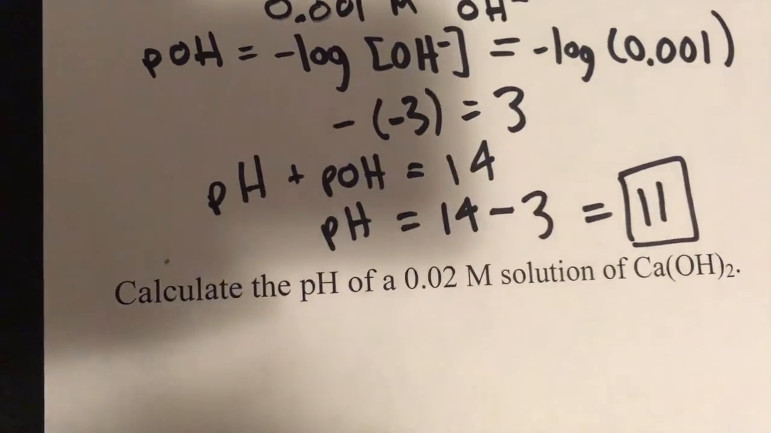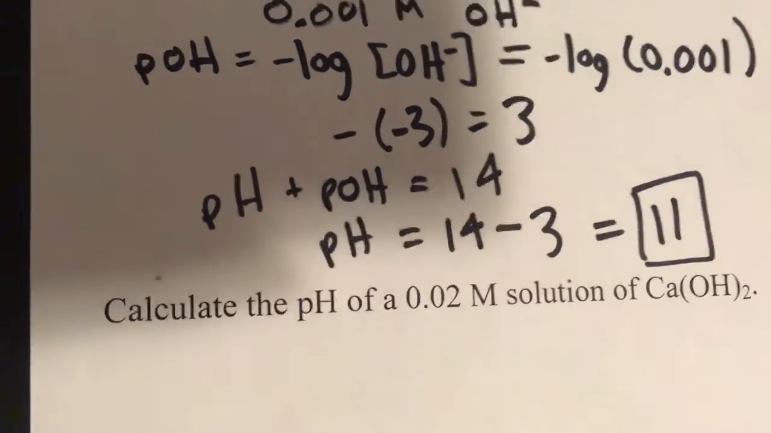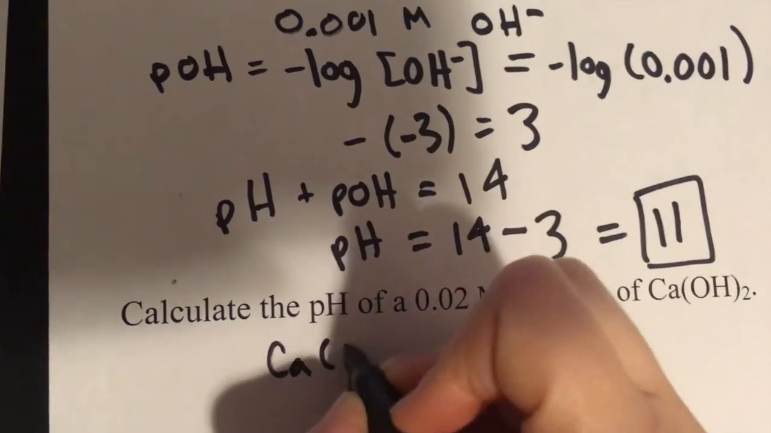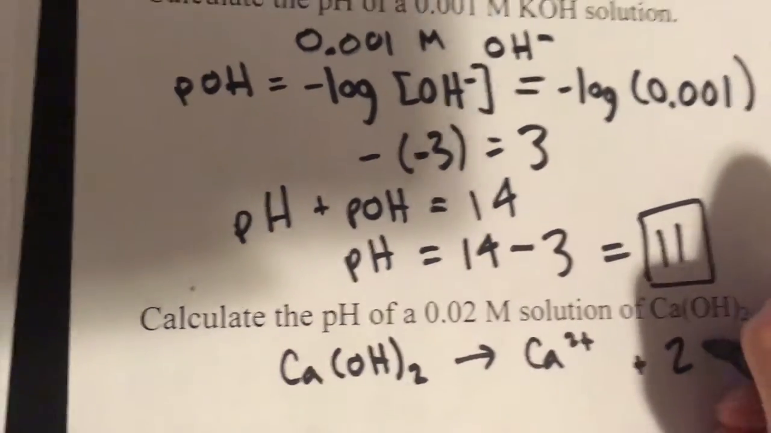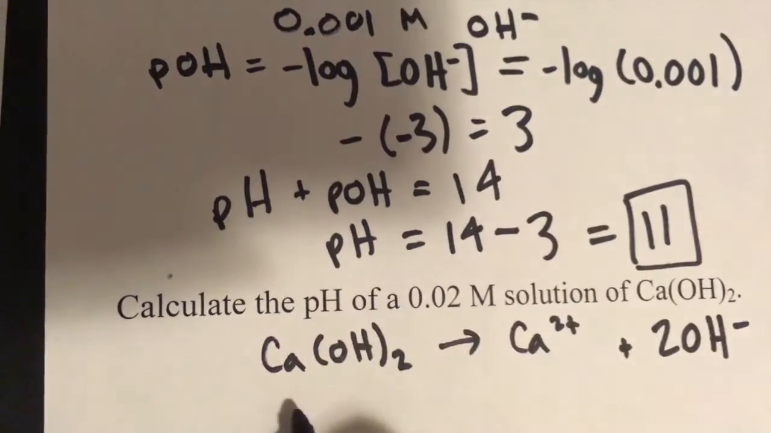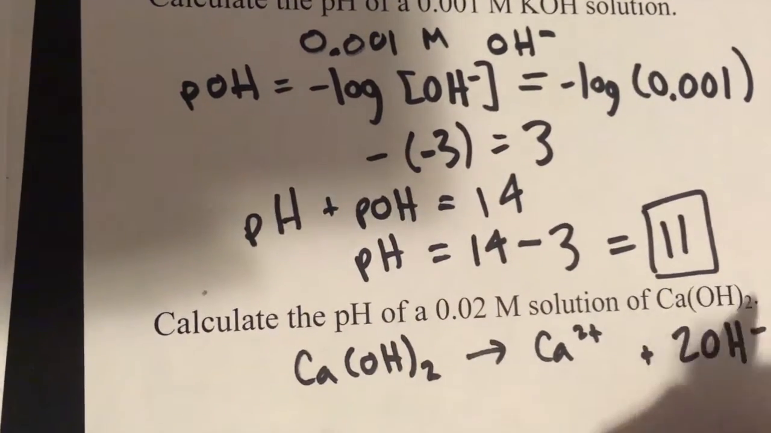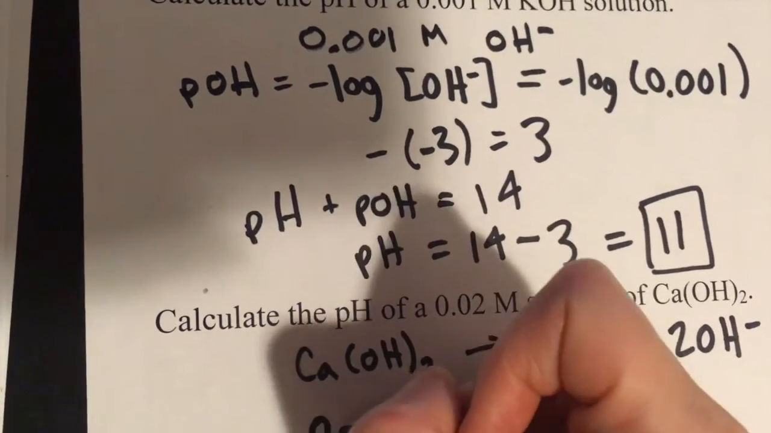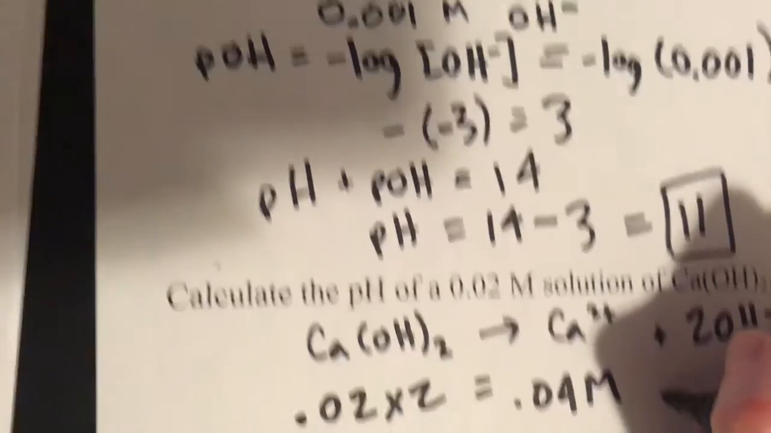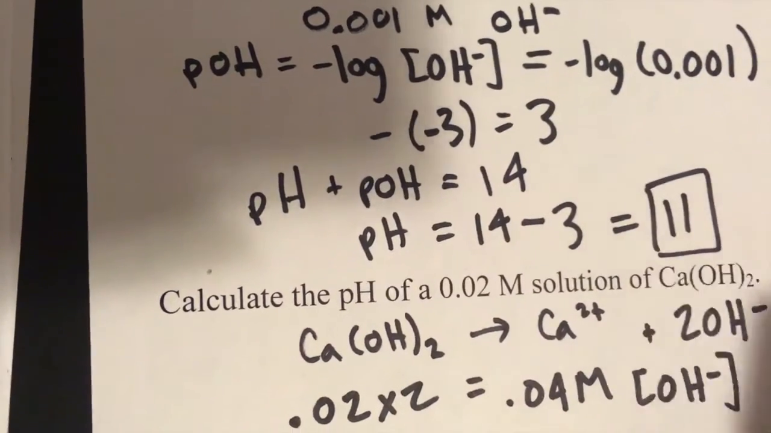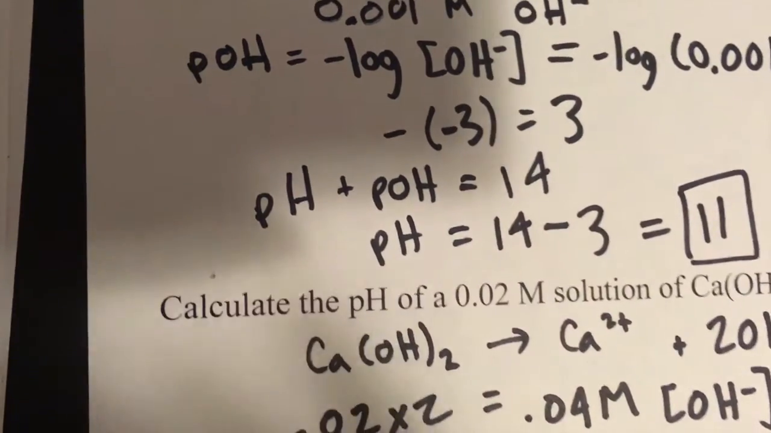Okay, so I want to know the pH of this 0.02 molar solution of calcium hydroxide. First of all, it's worth realizing when calcium hydroxide dissolves, it's going to form Ca2+ and 2 OH-, right? For every mole of this that dissolves, you get 2 moles of OH-. So if I have a 0.02 concentration of this formula, that's really 0.02 times 2, right? That's really a 0.04 molar concentration of OH-, since the molarity of the OH- is double whatever the original molarity of the calcium hydroxide was.